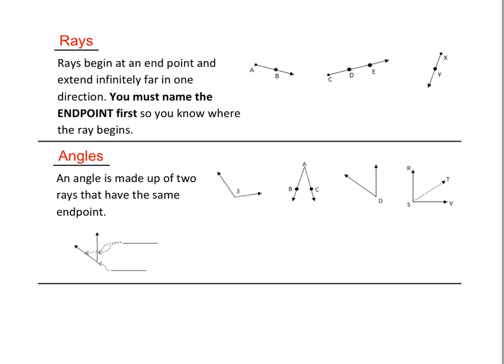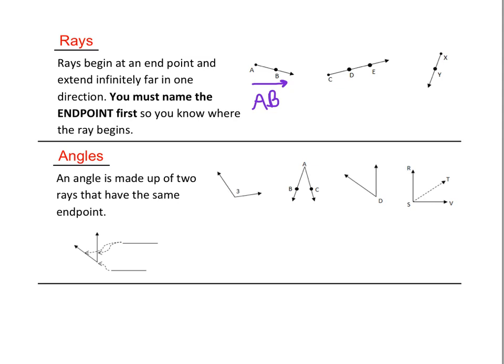When you are labeling these, you must name the endpoint first so you know where the ray begins. So on all of these, the order does matter how we label these. For this first example, the endpoint is A, and again, capital letters because those are referring to points. So we have A and then B, and that is what goes above it. It looks just like the ray. Not arrows on both sides. So it looks like a line segment with an arrow on one side.